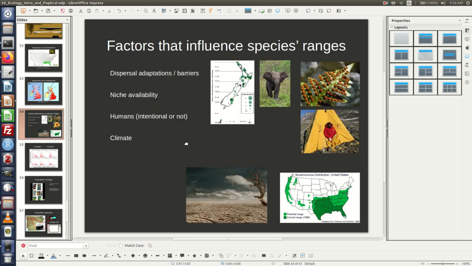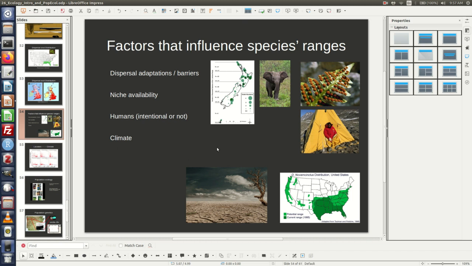So, factors that influence species distributions: dispersal, adaptations, and barriers. Can it get there in the first place? Niche availability: is there somewhere for it to live? Suitable environment, suitable food, suitable soil pH, suitable salinity. Humans play a big role in where species are, and climate plays a massive role. Kind of this goes into niche availability. Humans very often go into dispersal, adaptations, and barriers.